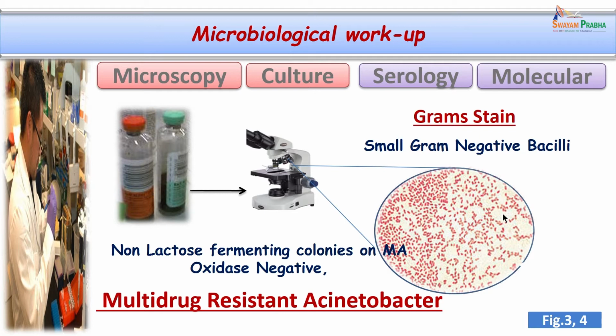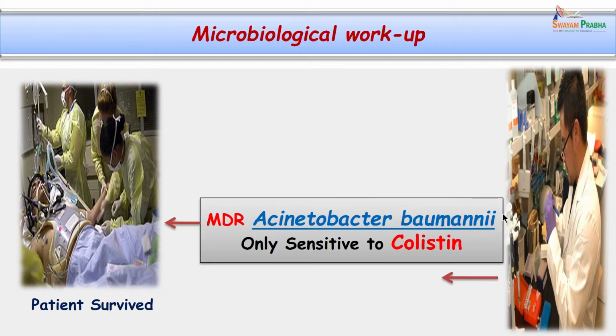However, it was sensitive to colistin. Colistin is supposed to work against cell walls of gram negative bacteria. However, it does not act on gram positive bacteria. So, in this case there was only one important lifeline we got, that the organism was sensitive to colistin.